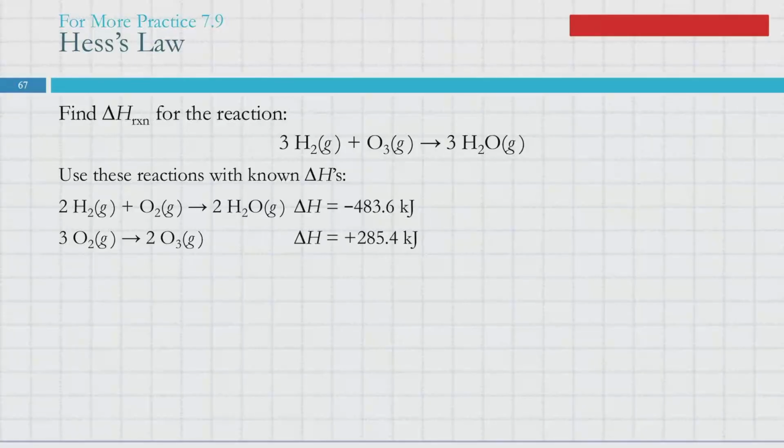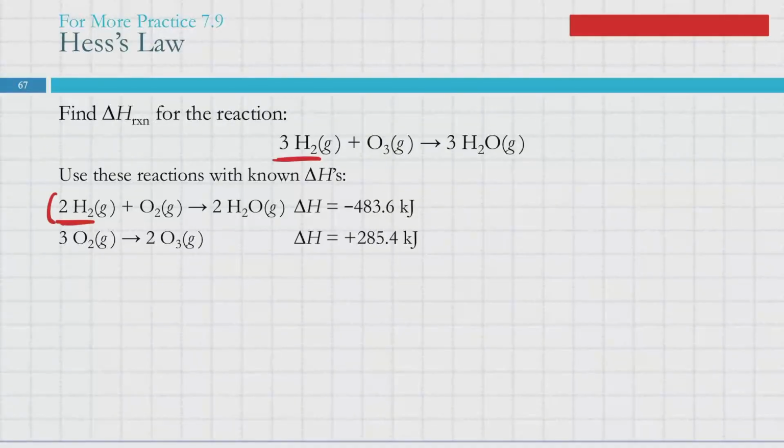So to get these two reactions to add up to 3H2 plus O3, ozone, goes to 3H2O, again, we probably want to be looking at which equations do we need to get something that's on the left side or the right side. I usually just start with the first thing. So the H2, we've got one reaction with H2, and it's this first reaction. We need 3H2. So we're going to have to do some sort of multiplication, some sort of change to get up to 3H2 from 2H2.